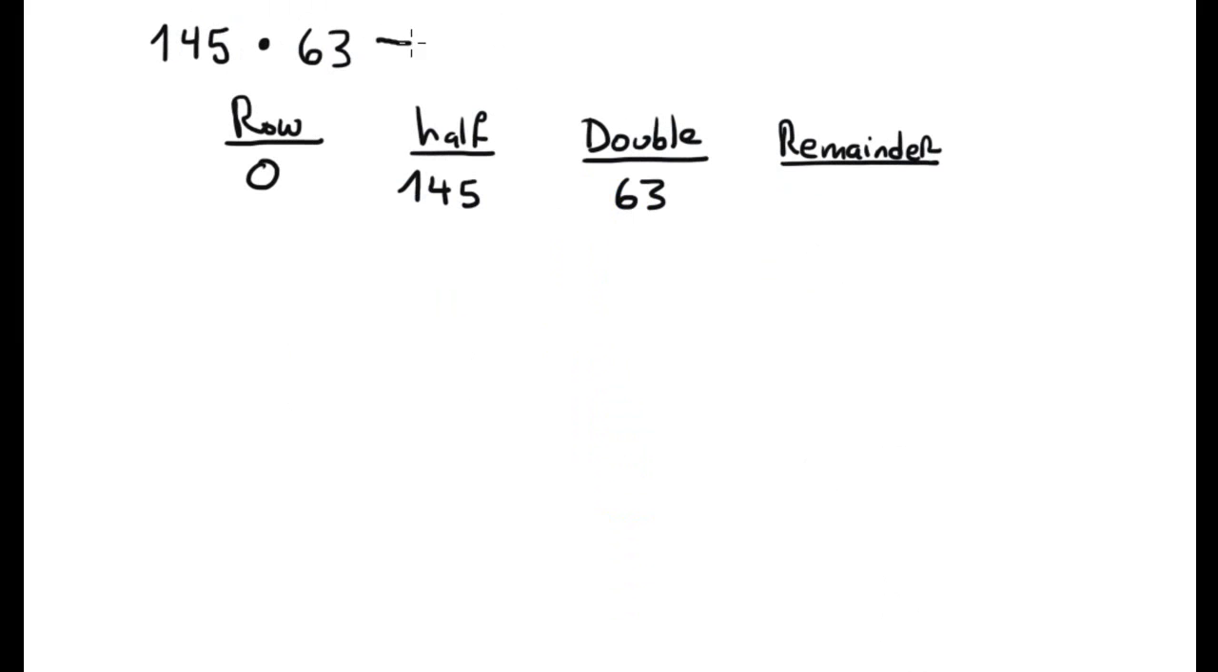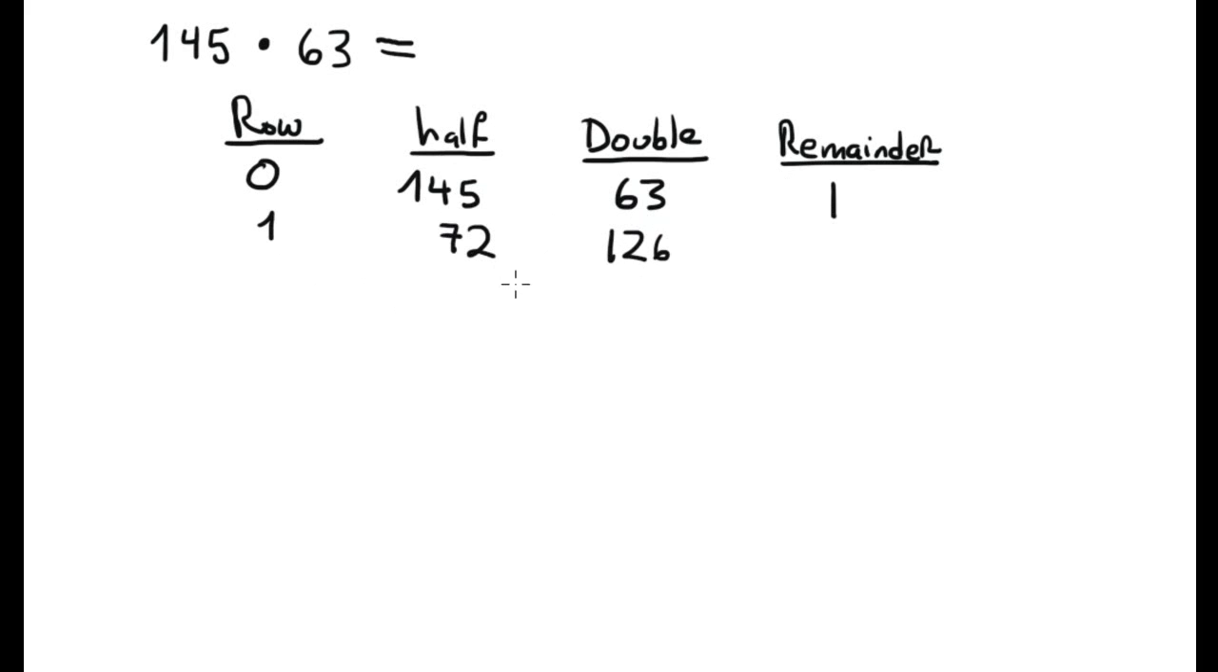Okay, the last example is 145 times 63. I organize my table. So this is row 0, 145, 63. Okay, divided by 2. 145 divided by 2 is 72. Of course, we have remainder 1. You duplicate here, it is 126. This is row 1.